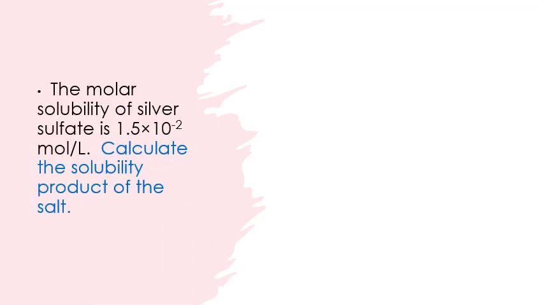So let's go ahead and see the first type, which is: the molar solubility of silver sulfate is 1.5 times 10 to the power negative 2 moles per liter. Calculate the solubility product of the salt. So here we have to calculate the solubility product, that means we have to calculate the Ksp. So we should know how to write the Ksp expression for this salt.